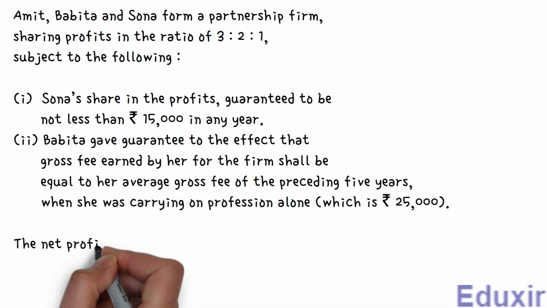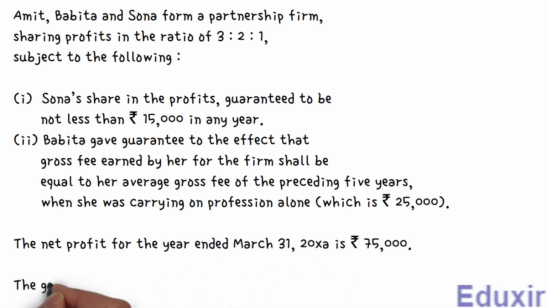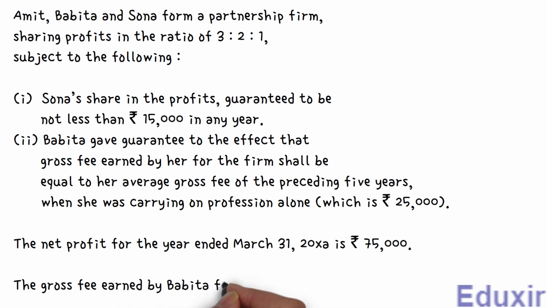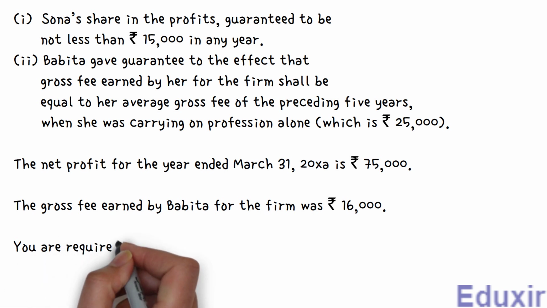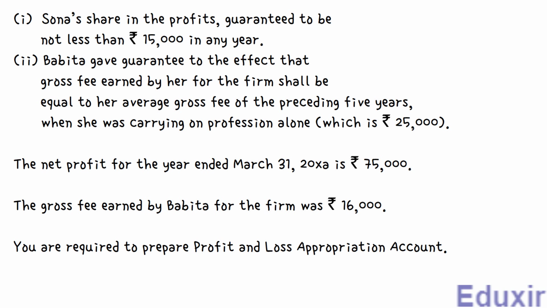The net profit for the year ended March 31st, 2000 XA is 75,000 rupees. The gross fee earned by Babita for the firm was 16,000 rupees. You are required to prepare Profit and Loss Appropriation Account. So, as per the problem, we have to prepare the Profit and Loss Appropriation Account. If you carefully analyze the problem, we notice that this problem is just about the distribution of the profits, nothing else. Of course, there are other considerations, but finally it is about the distribution of the profits.